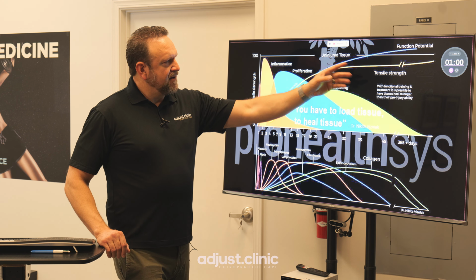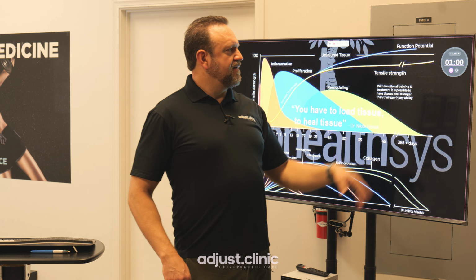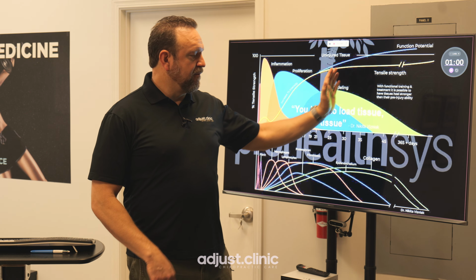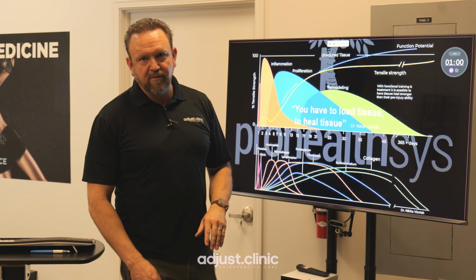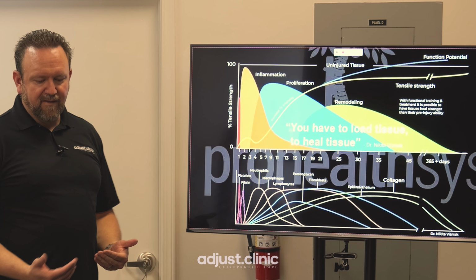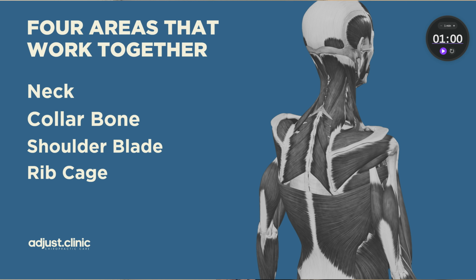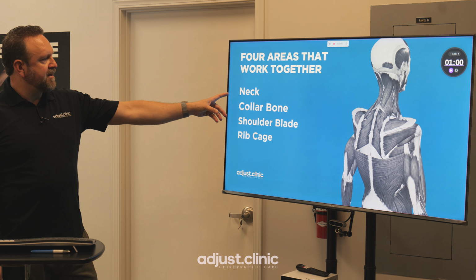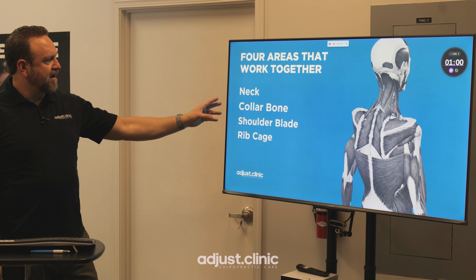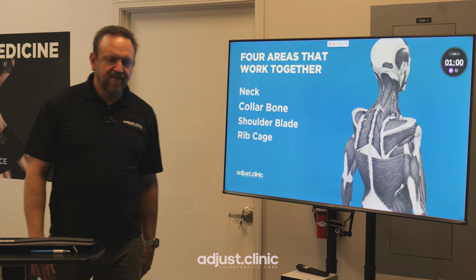When things get better, functional potential goes up, then you can have homework to do, a home exercise program, a routine for mobility and strength that you can do. Now, if you have neck pain and the neck pain is not going away, here are 4 areas that work together that you should be mindful of. We have the neck, we have the collarbone, we have the shoulder blade, and we have the rib cage.